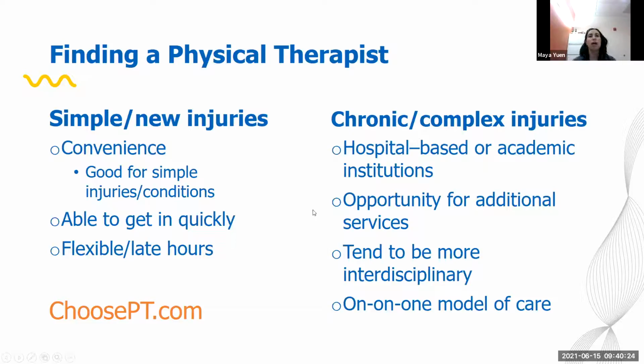But essentially, when you are wanting to make a referral for physical therapy, understanding whether an injury is simple or new versus chronic and complex is going to be really helpful. So what I tell patients is when they have a simple or new injury, convenience is going to be really important. So look at therapy providers in the neighborhood, in the community, things that are easy to get to.